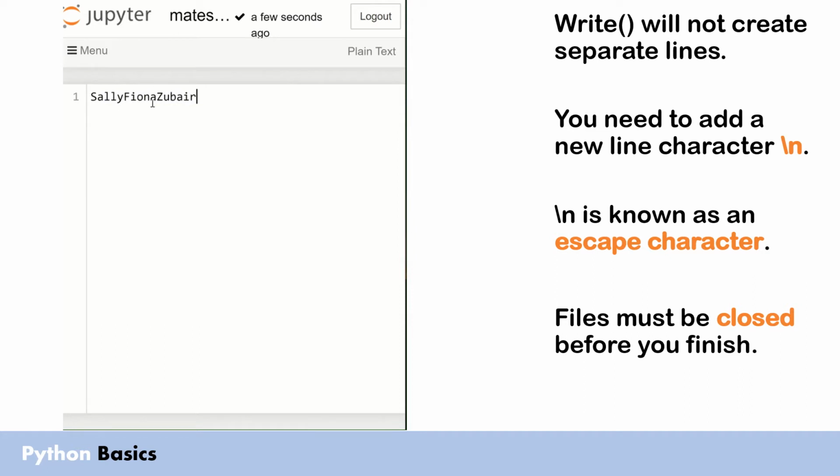So it's got Sally, Fiona, and Zubair. Now, although the names are there, you probably notice straight away there is a problem. Really, we probably want the output to look like this. So why hasn't it done that?